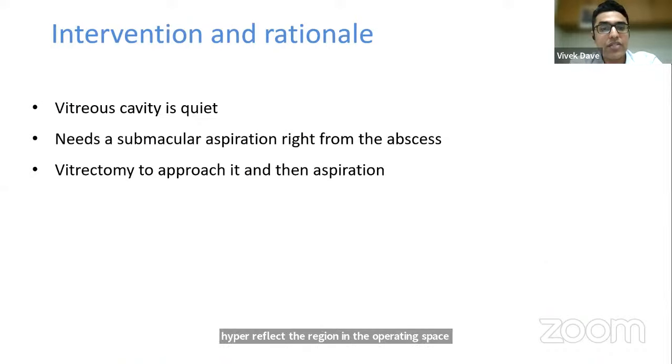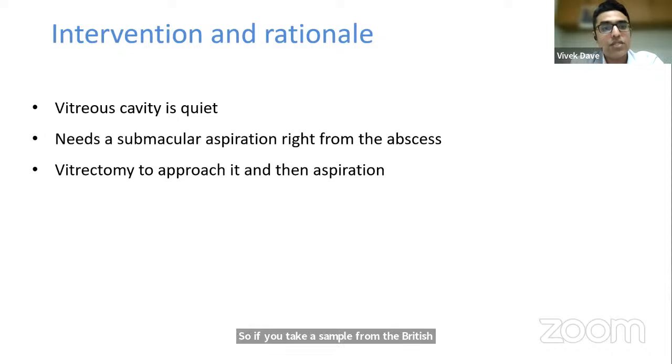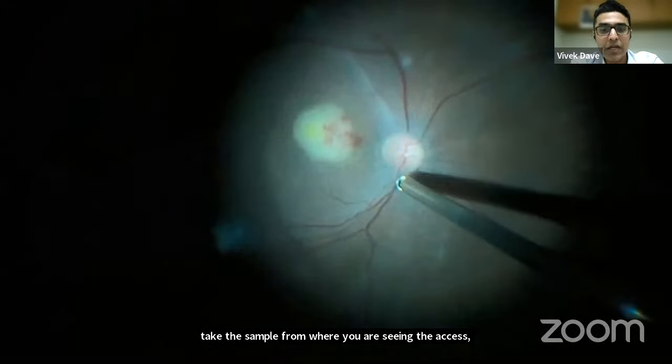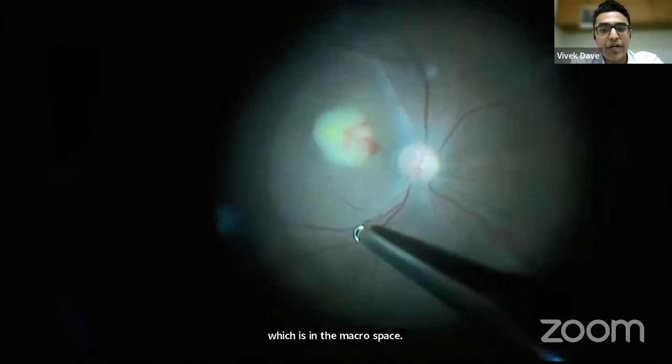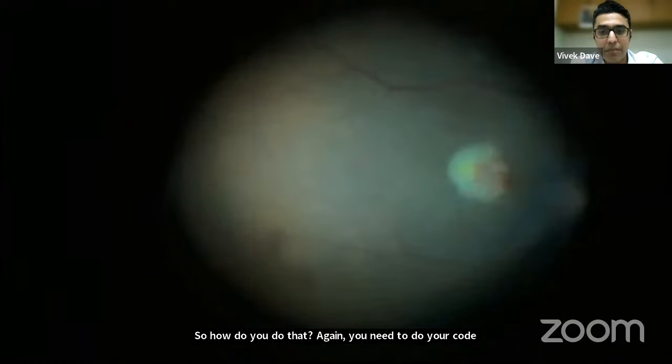Now, in this case, the vitreous cavity, like you saw from the fundus photograph and the OCT, is completely quiet. So if you take a sample from the vitreous cavity, you are likely to get zilch. What is important is that you need to take the sample from where you are seeing the abscess, which is in the submacular space. So how do you do that? Again, you need to do your core vitrectomy. Once it is done, induce your PVD and ensure that the whole vitrectomy is complete.